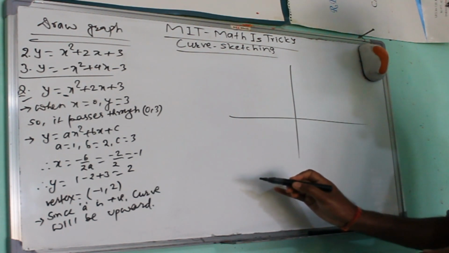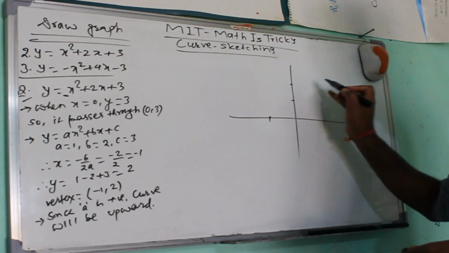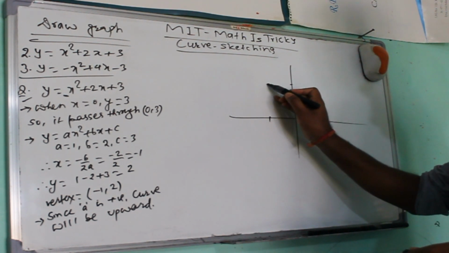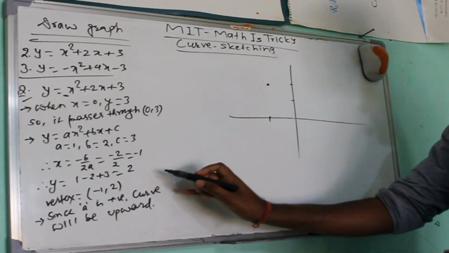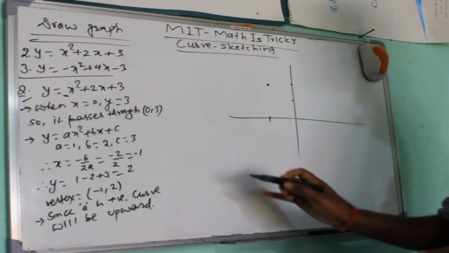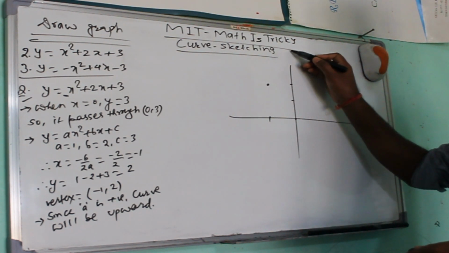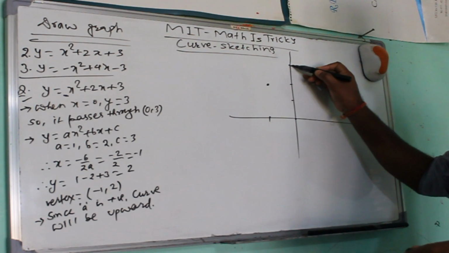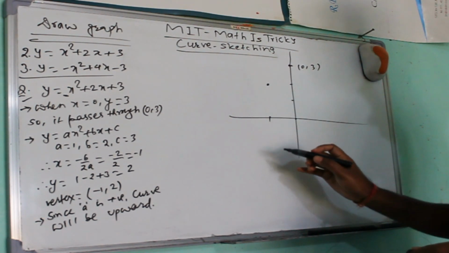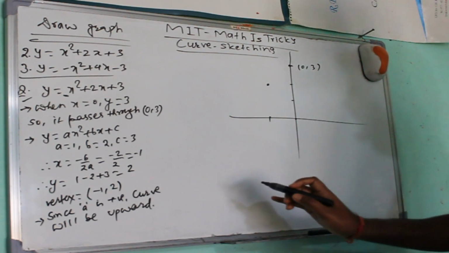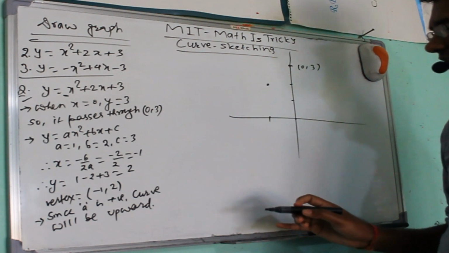So let's first put the vertex minus 1 comma 2. So minus 1, 2 will be 1, 2 here. So minus 1 comma 2 is here. This is the vertex. And another point is 0 comma 3. This is 0, 1, 2, 3. Somewhere here 0 comma 3 is here. This is the vertex. So now what we can do here, we can check the line of symmetry also.